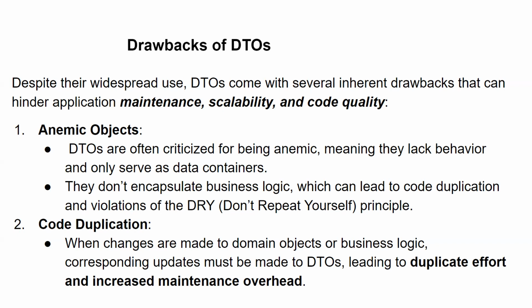The second reason is code duplication. It seems a bit similar to the anemic one. When changes are made to domain objects or business logic, corresponding updates must be made to DTOs, leading to duplicate effort and increased maintenance overhead. So every time we make any changes to the business logic or the business domain objects, we need to update the DTOs. This creates a maintenance overhead. It's not a simple thing; it's a big overhead. So these are the two reasons.